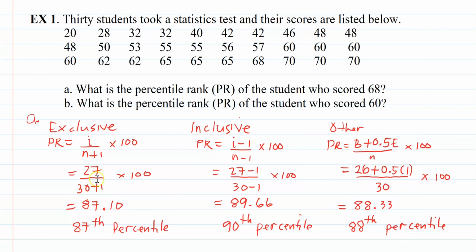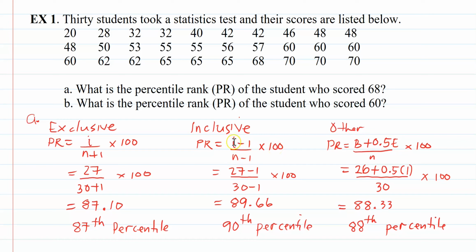So 27 divided by 31 times 100 gives us 87.1. If we round this to the nearest integer, it is 87. So the percentile rank of the score of 68 is the 87th percentile rank. Now for the inclusive method, our formula is PR equals i minus 1 over n minus 1, times 100.